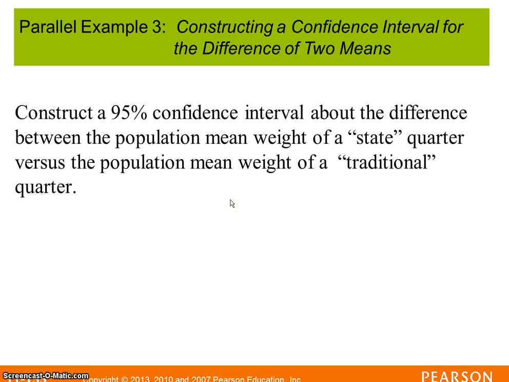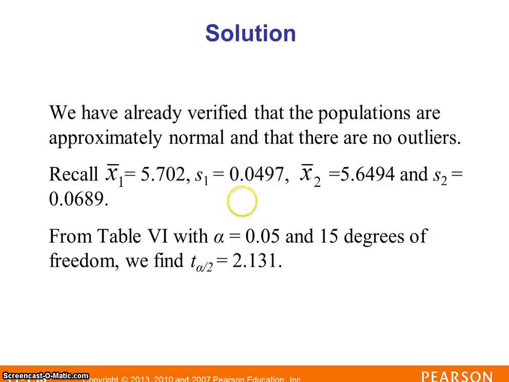So let's look at an example. We want to construct a 95% confidence interval about the difference between the population mean weight of the state quarter versus the population mean weight of a traditional quarter. In this case, our alpha level will be 0.05 or 5%, because 100% minus 95% is 5%. And we've already verified the populations are approximately normal. We've calculated these values in the last example when we were calculating the t-statistic.